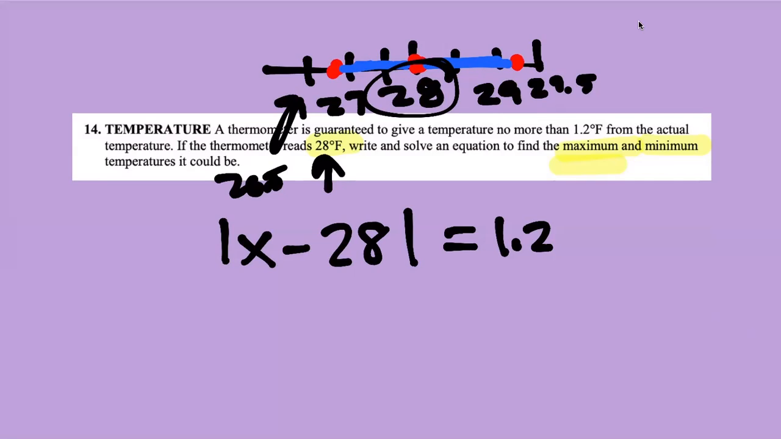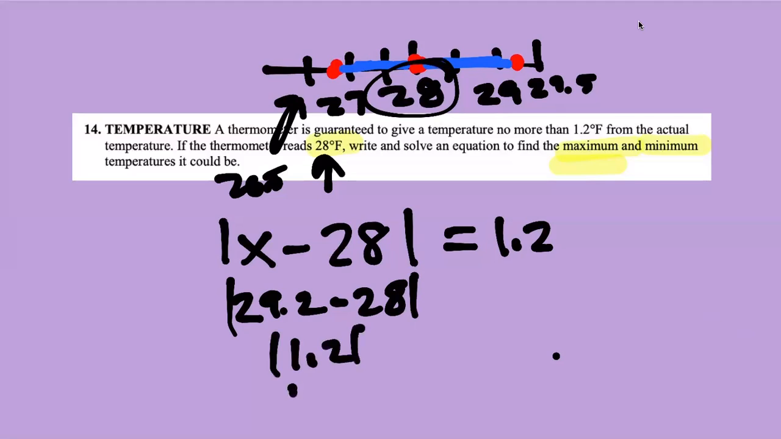All right, figure this out just in your head. If it's 1.2 degrees more than 28, I add that up, that should be 29.2, right? So if I put 29.2 in this equation, let's see if I wrote it right. That gives you 1.2, and the absolute value of 1.2 is 1.2, so that worked out.